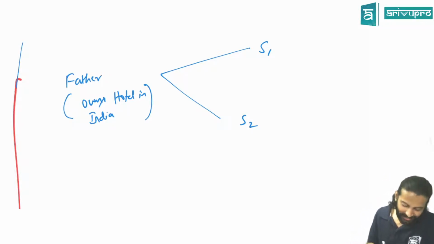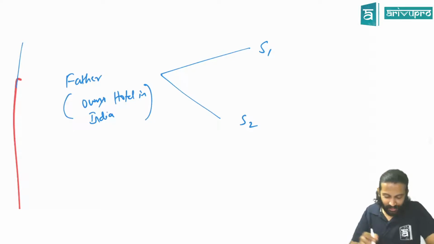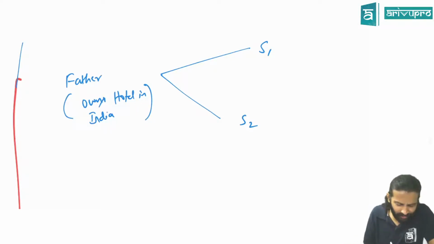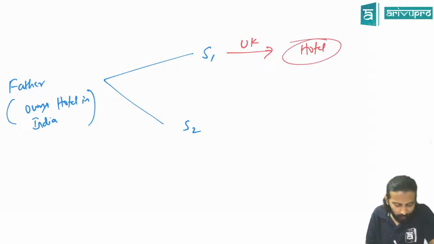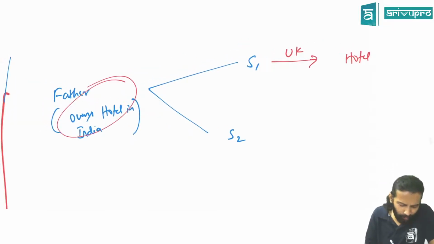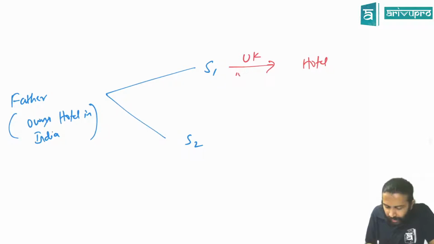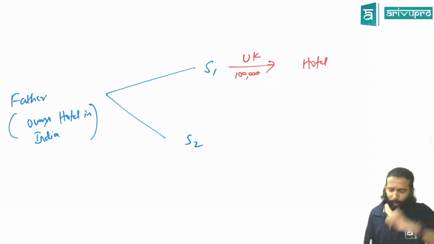Now they decided, since father is already owning a hotel, let's continue father's business. Let's continue the legacy, they said. Since father owns a South Indian hotel, S1, that is son 1, decided let me also go to UK and set up another South Indian hotel in UK. Son 1 asked father, give me 100,000 pounds, I would like to set up a hotel in UK. Father said, okay, no problem, take it.